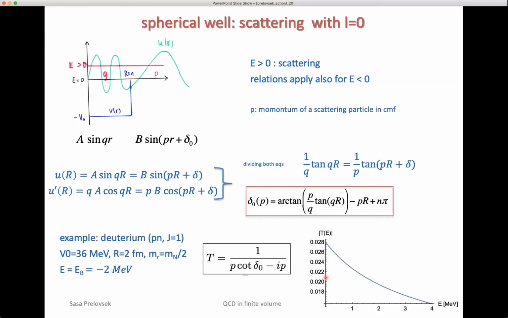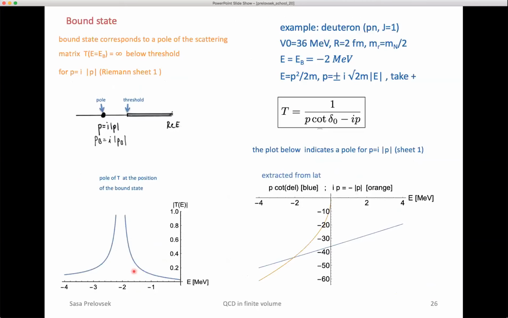Now, what we want to show is what happens at negative energy. If you do it also for negative energy, it's no problem. What you'll find is that for negative energy, the scattering amplitude has a pole exactly at minus 2 MeV that we obtained as a bound state. So from this example, you can already see that the scattering amplitude has a pole at the position of the bound state. And from the lattice, it turns out you can extract the scattering amplitude for real energies above threshold and also somewhat below threshold. So the idea is to extract the scattering amplitude from the lattice and look where there is a pole.